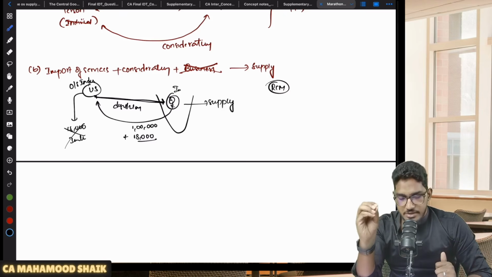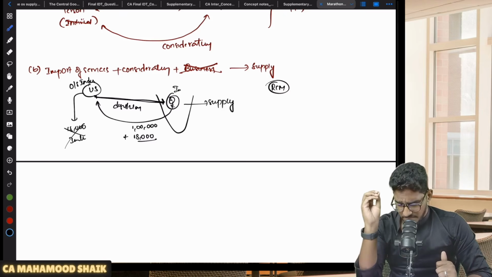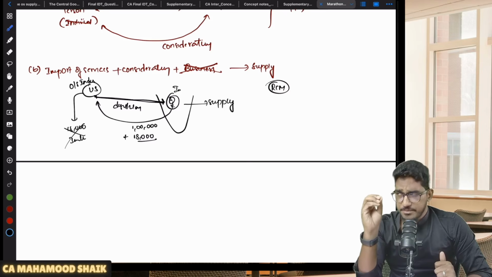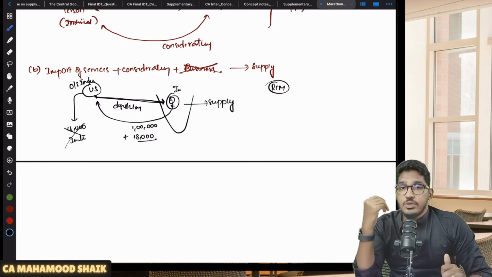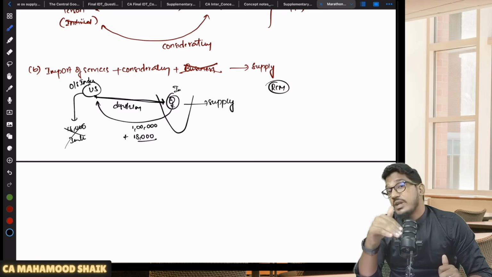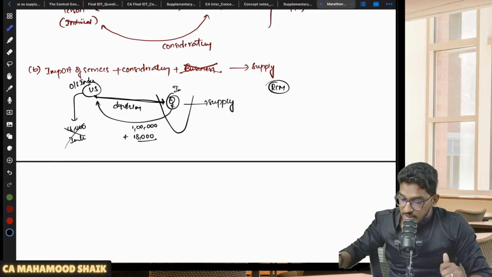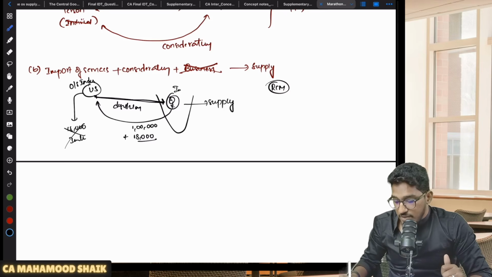But in some transactions, in some circumstances, it will be difficult for the government to collect the amount of GST from the supplier. Then what they will do is ask the recipient to directly pay the GST amount to the government. So here is where RCM will come. So practically what should happen?